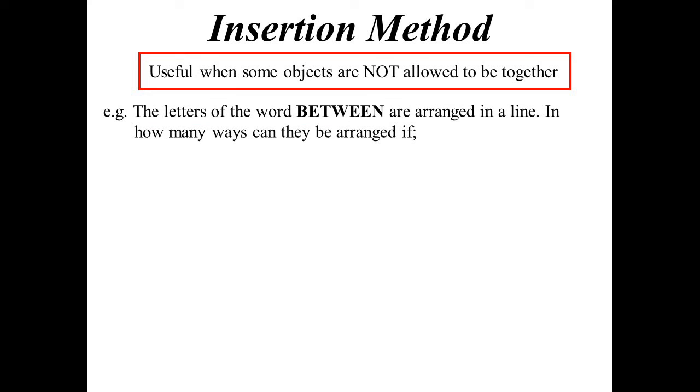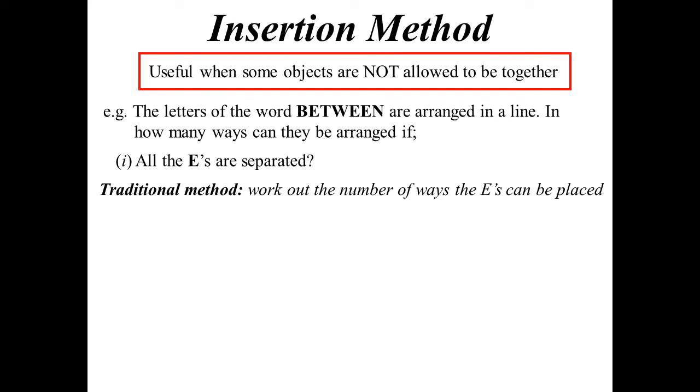So we've seen questions like this. The letters of the word BETWEEN are arranged in a line. How many ways can they be arranged if all the E's are separated? The traditional way of doing it, you would look after your restrictions first. So the first thing I want to work out is how many ways I could place these E's so that they are separated. So I've got this many letters.